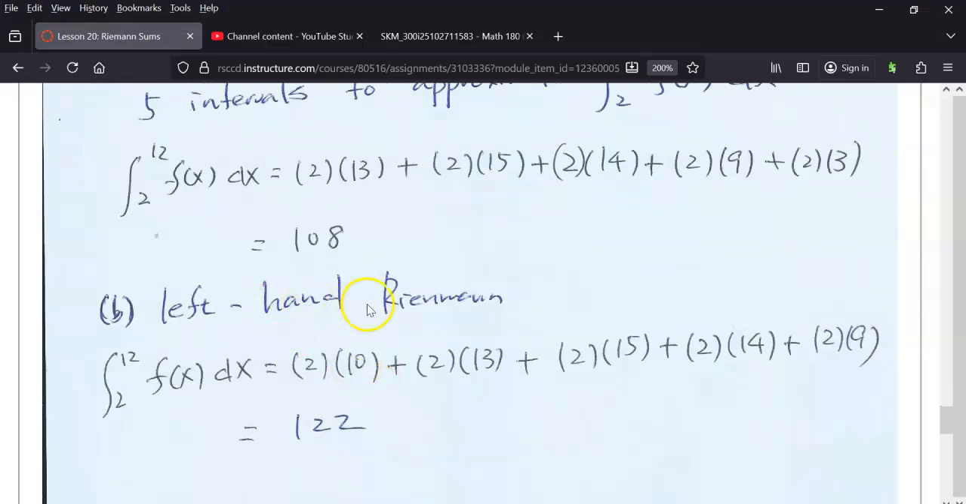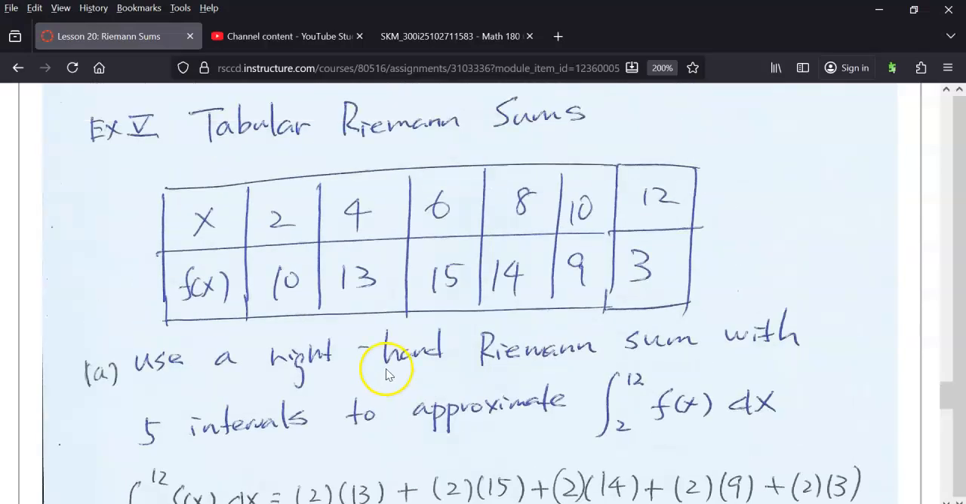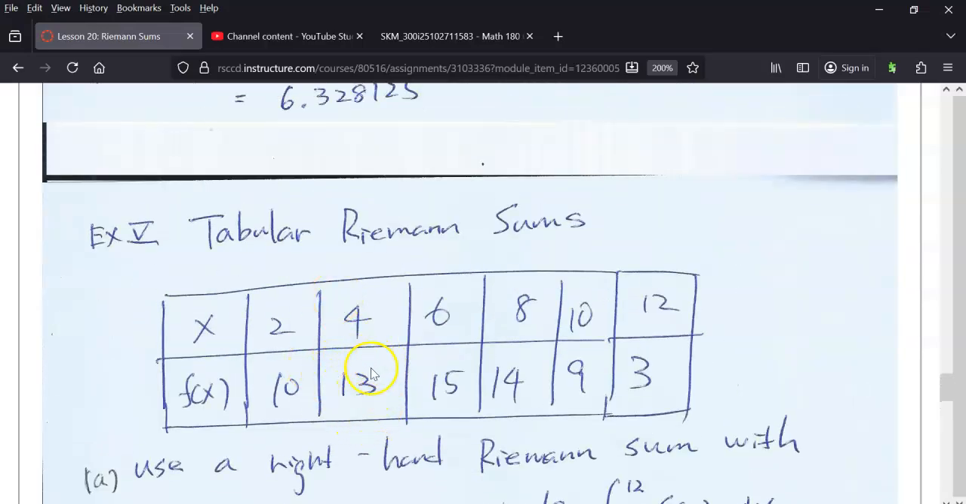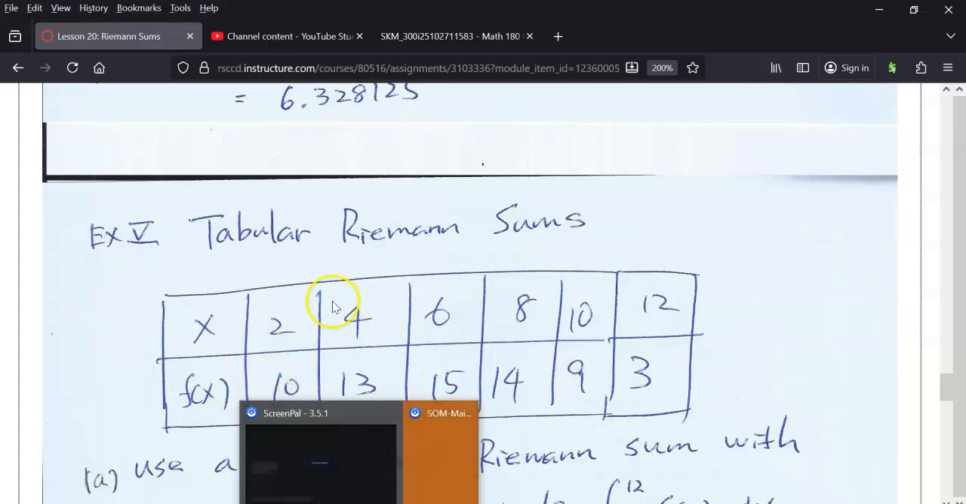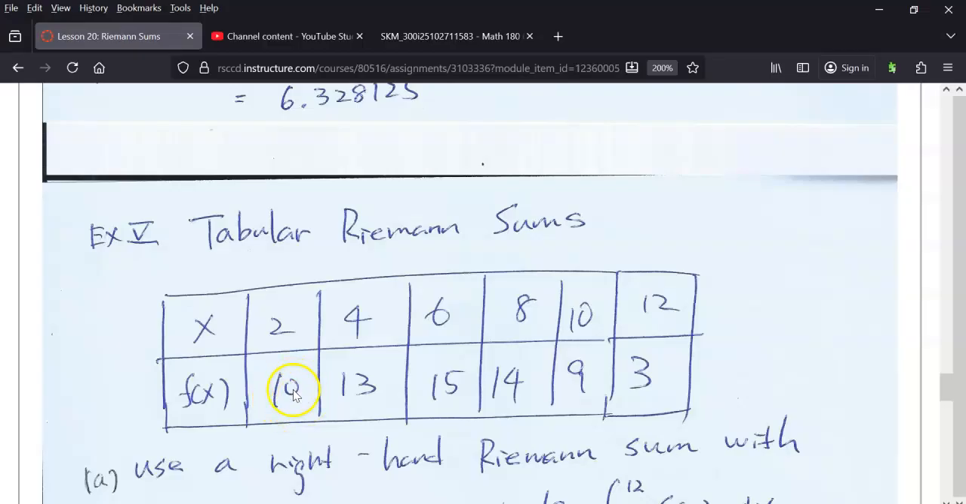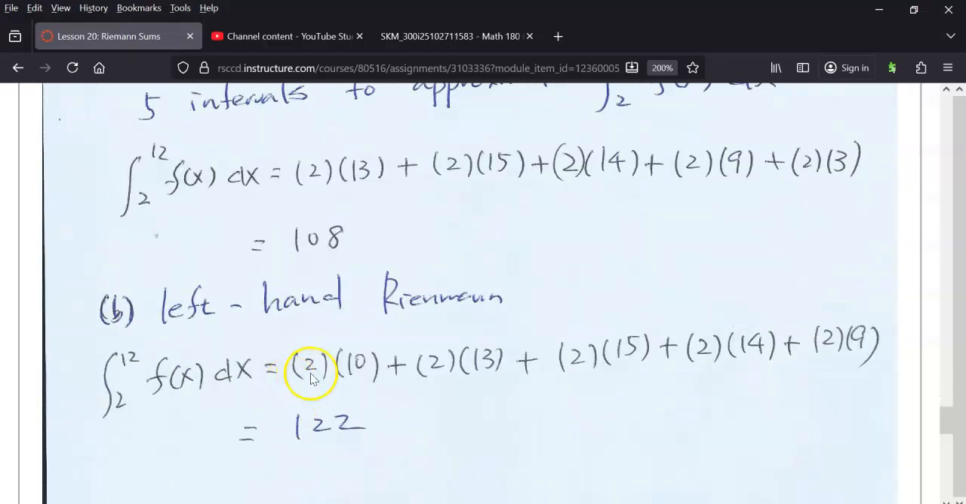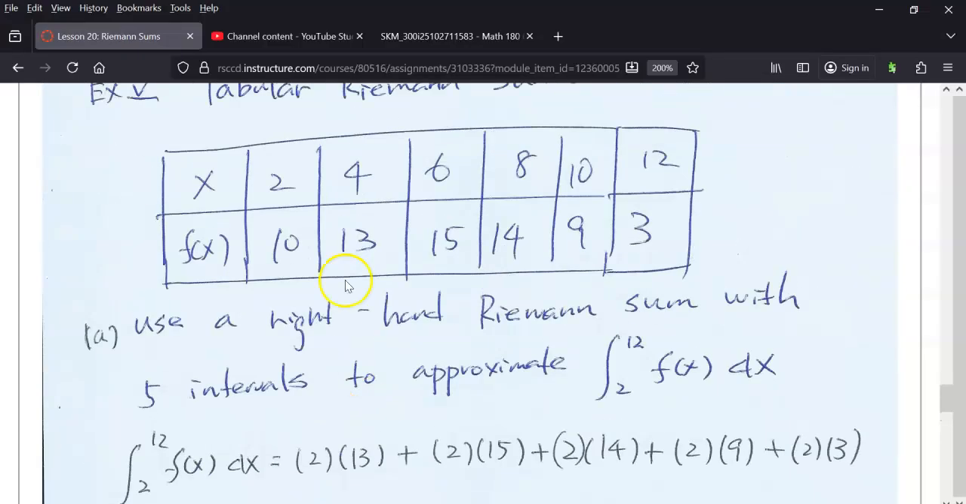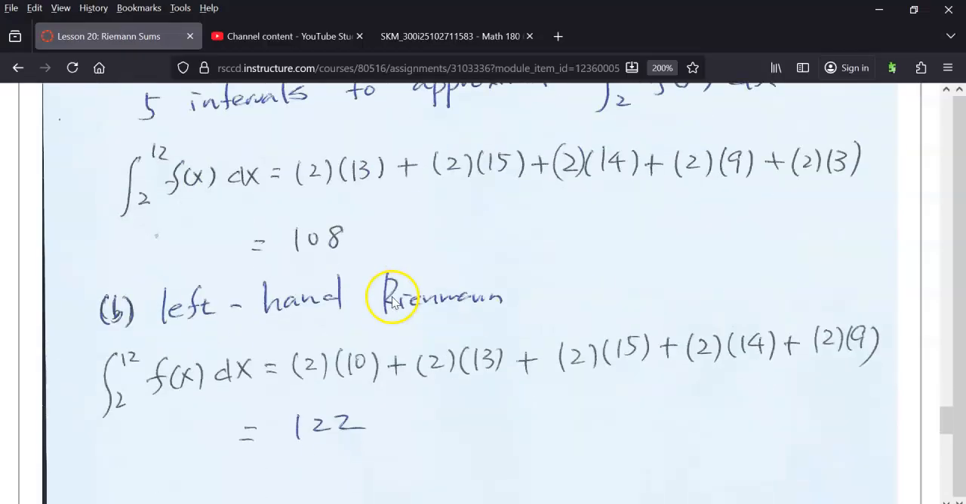Now the left hand Riemann sum will be exactly the same thing, except instead of starting at 13 and going down, we're going to start at 10. So if you start at 10, then it'll be the same thing, 2 times 10, because 2 is the width in between, and 10 is the left hand side. And between 4 and 6 will be 2 and 13, and so on and so forth. If you use the left hand side, the left hand Riemann sum, then you get 122.